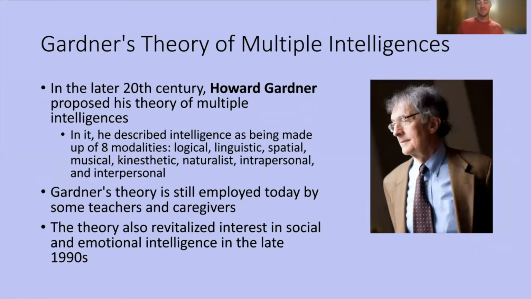Gardner's theory is still employed today by some teachers and caregivers, and a lot of people use it, especially when they're coming up with caretaking plans for growing children. The theory revitalized a lot of interest in social and emotional intelligence in the late 1990s, because again, that was something that was not even considered in the early 1900s and the late 1800s.